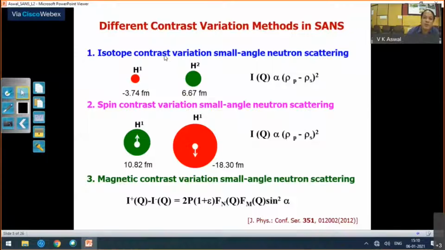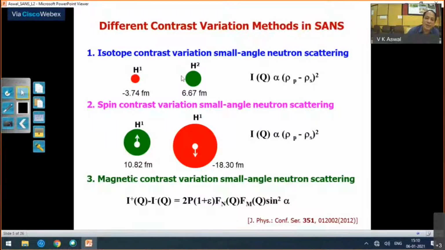And this works because, as you know, neutrons are scattered by the nuclei. And for isotopes, because they have different nuclei, they can have very different scattering lengths, and that's what happens in the case of hydrogen and deuterium. So they have very different scattering length density. You can see that magnitude as well as signs are different.